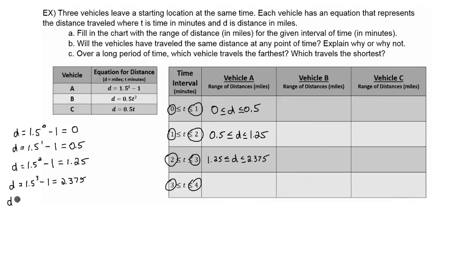For the last range of time, we've already done 3, we want to do 4 minutes now, so I take d and I plug in 4 minutes. I plug in 4 for my t there, we subtract 1, and my last number here is going to be 4.0625. So that means when we travel between 3 to 4 minutes, our distance is going to be anywhere between 2.375 miles and 4.0625 miles.